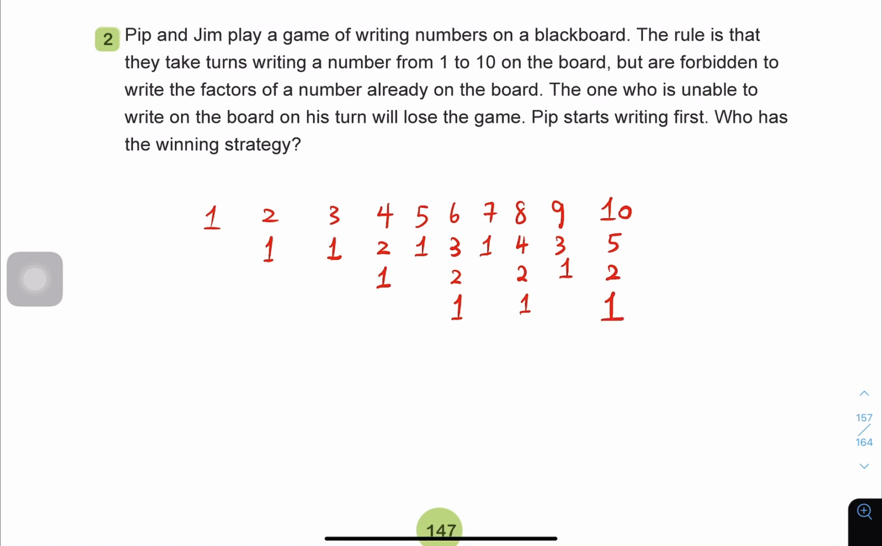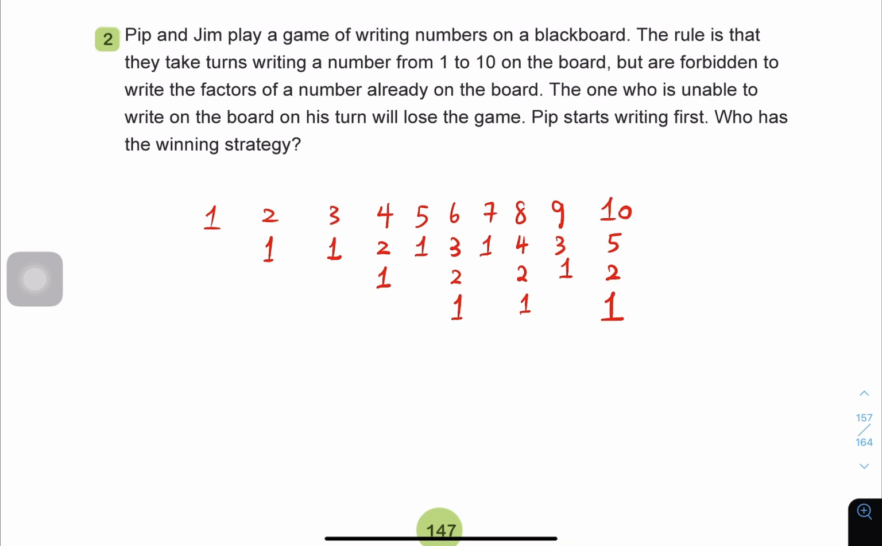We can see that now I have 3 numbers with 4 factors, 2 numbers with 3 factors, 4 numbers with 2 factors, and 1 with 1 factor. But then for the 1, we don't really need to care about it because writing any other numbers will forbid me from writing the 1, right? So what Pip is trying to do here by writing first is trying to construct a so-called symmetry such that whatever his opponent does, he can do the exact opposite.